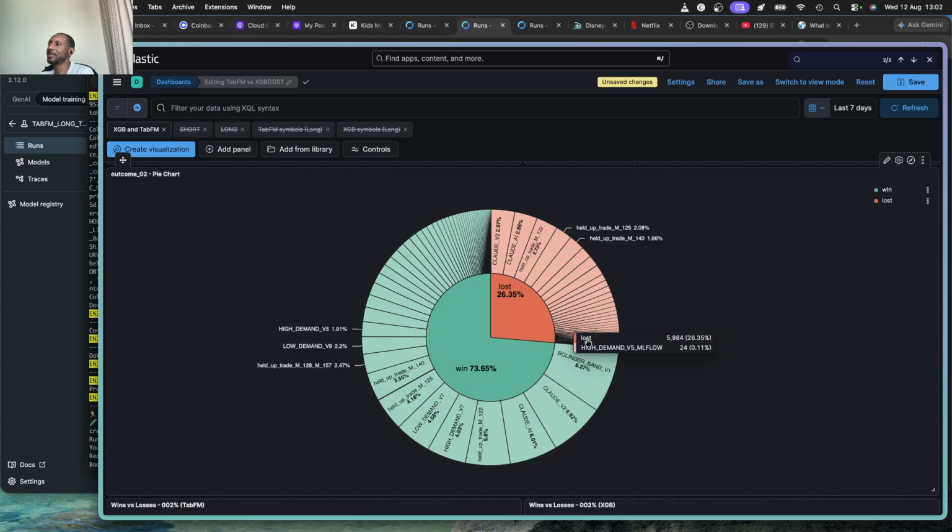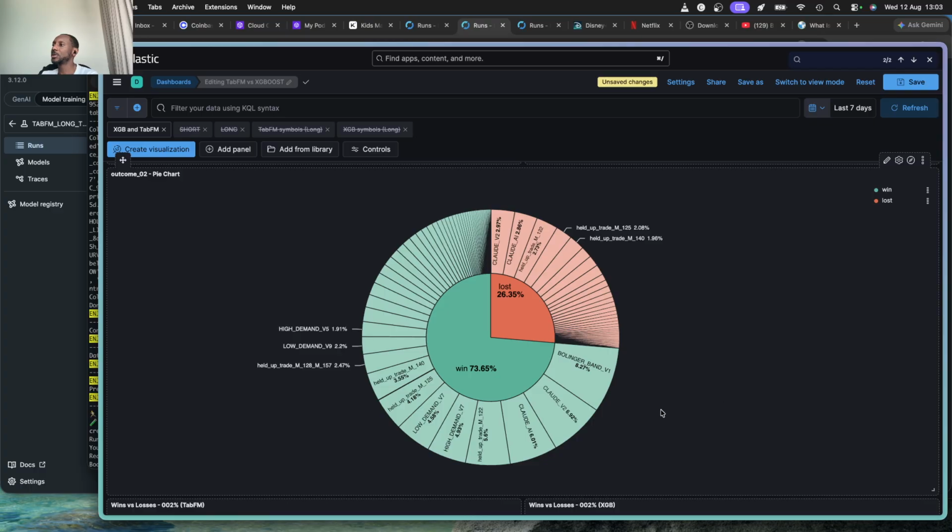This is the distribution again. This is the distribution of algorithms that are hitting my target outcome. So I've got a target outcome. Let's say my outcome is to hit 1%, 2%. In this particular case, it's 1%. And this is across the different algorithms that I'm using. This is good, so I can see which algorithm is good and which ones are not so good.